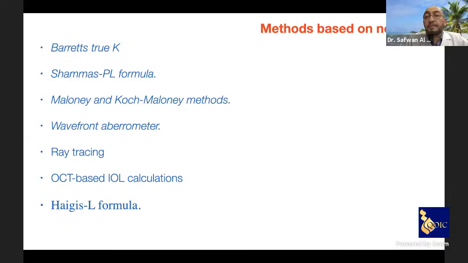Now, Barrett True K formula, Shammas PL formula, Maloney and Koch Maloney methods, wavefront aberrometry, ray trace, OCT-based IOL calculation, and Haigis-L formula. Each of them creates its own equation to modify the K reading in a way that will correct the post-operative result, whether it's myopic or hyperopic.